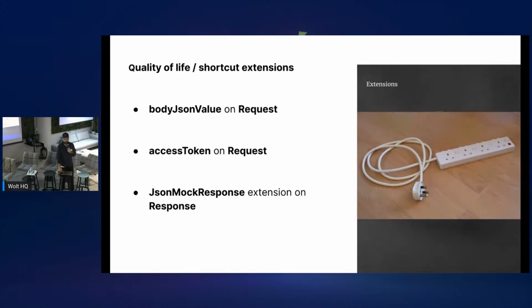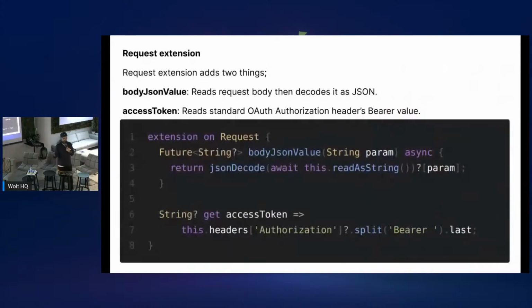I'm going to show them next. This is the request extension. Like body JSON value, which just decodes the JSON, awaits and reads it as a string, and then decodes it and just picks the param you have, whatever.